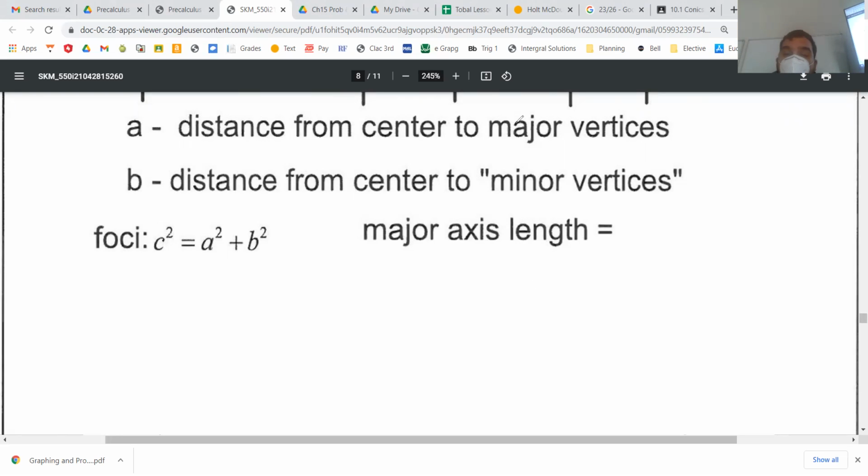And then the major axis length. Remember, if it's the distance from the center to the major vertex, A, so you're just going to do 2A, because it's from one side and then the other side. You just add them together.